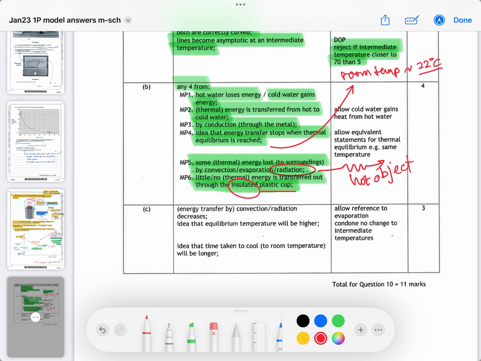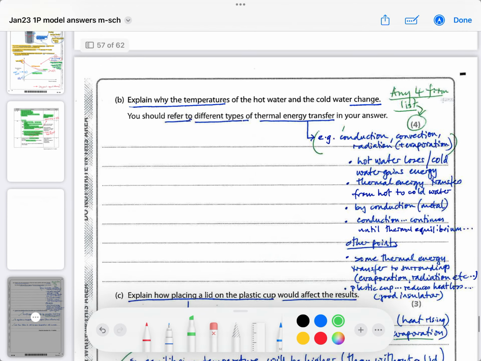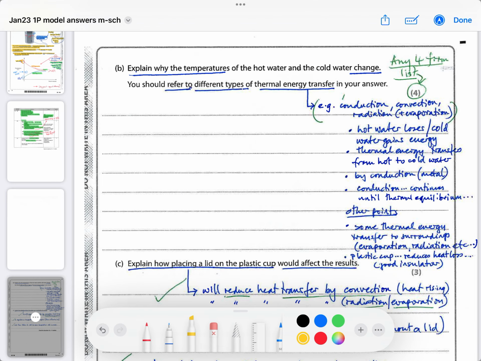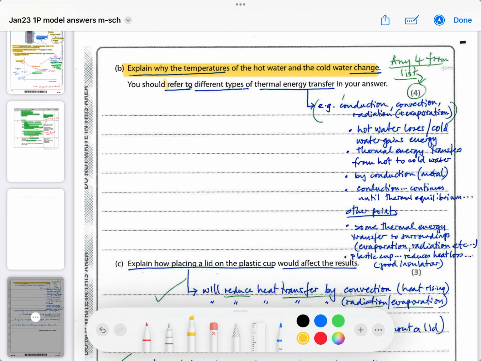Okay, so we're going to look at that in a minute, and then part C is also here, and looks like part C is talking about convection and radiation. So we'll have a look at the question, and again the idea that equilibrium temperature is reached. So we'll have a look at what they're actually talking about in part C. So part B, we've already looked at the answer. Here's a question. Explain why the temperatures of the hot water and the cold water change. Well, we already explained all that. And this is where you get the level of depth, detail and clarity. And it tells you, make sure you refer to the different types of thermal energy transfer.